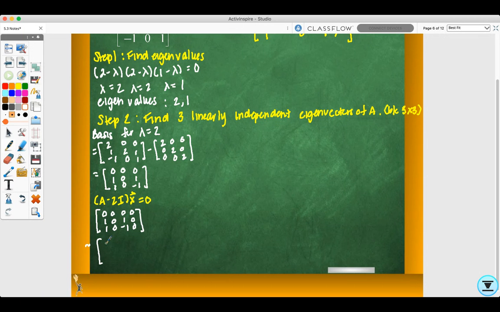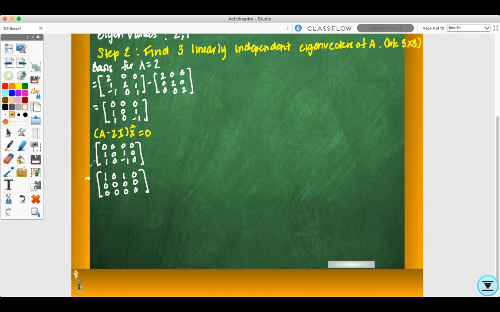and what I can do is interchange row 1 and row 2, and then take my original row 2 and add it to row 1. So I'd have 1, 0, 1, 0, and then 0, 0, 0, 0, 0, 0, 0. So x1 would be negative x3. This would be x2. This would be x3.